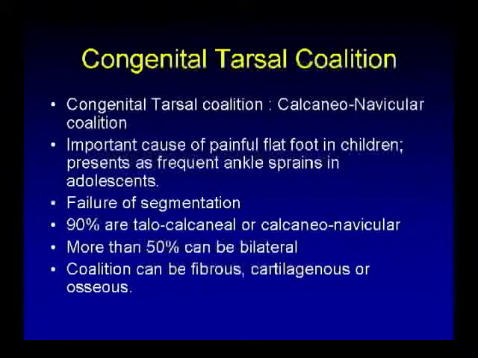In the pediatric population, it is the most common cause of painful flat foot. In the adolescent age group, it may present as frequent ankle sprain and may be diagnosed only after subsequent visits. If you see the distribution, about 90% are talocalcaneal and calcaneonavicular, with 10% forming the rest of the forms of tarsal coalition. Up to 50% can be bilateral. The coalition can be osseous, fibrous, or cartilaginous.